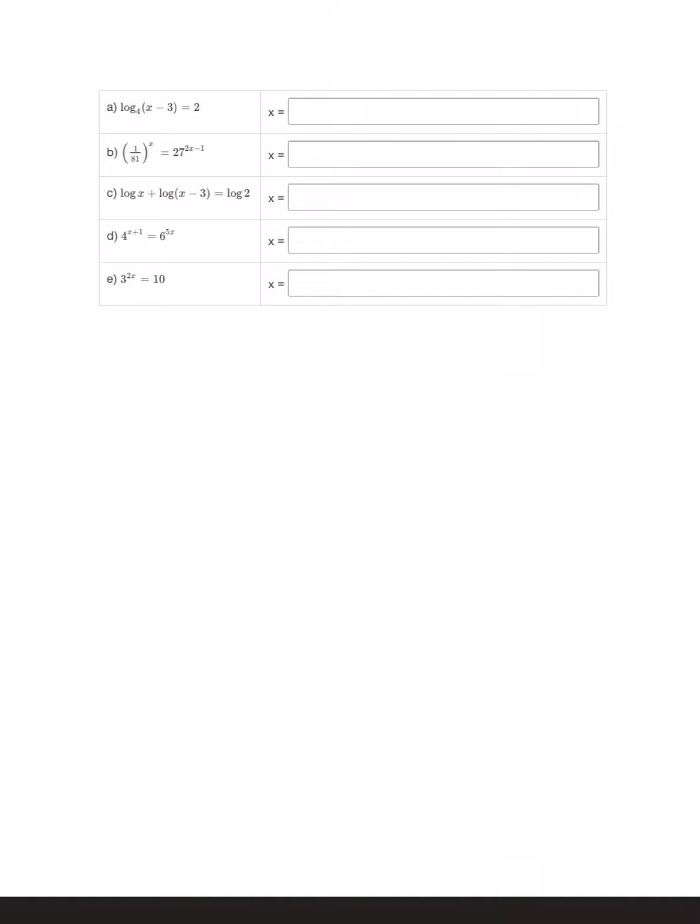and so I've got to get my variable out of that logarithm, and the easiest way to do that is to convert this to exponential form. So if I do that, here for part A, it's going to become 4 squared equals x minus 3. And then we square the 4, add the 3, and we get x equals 19.